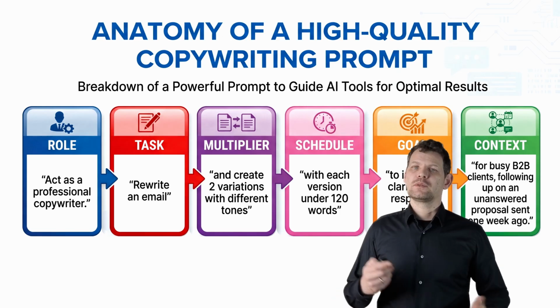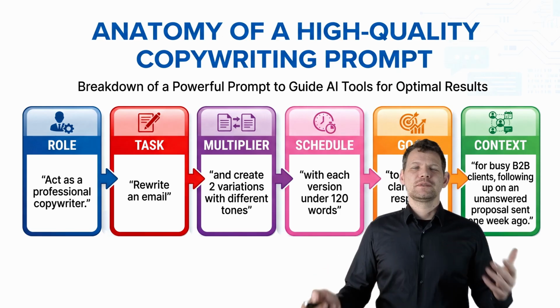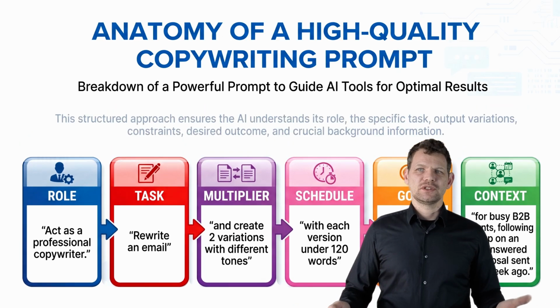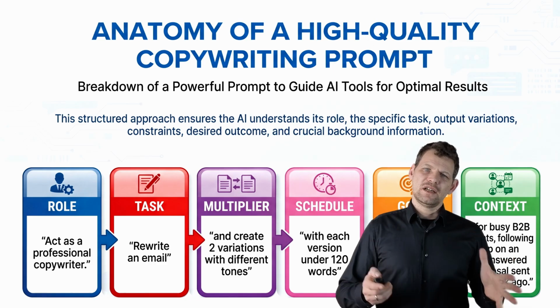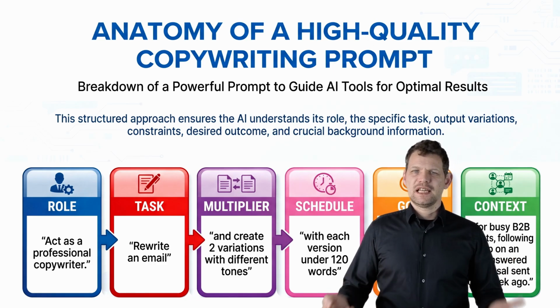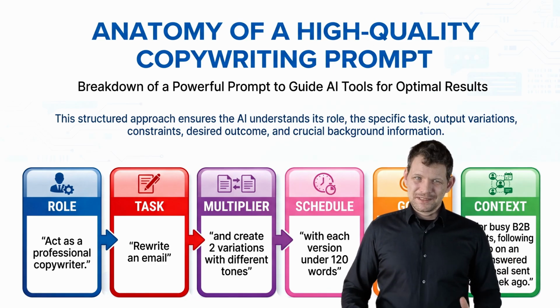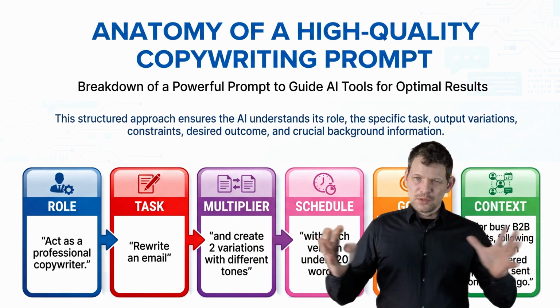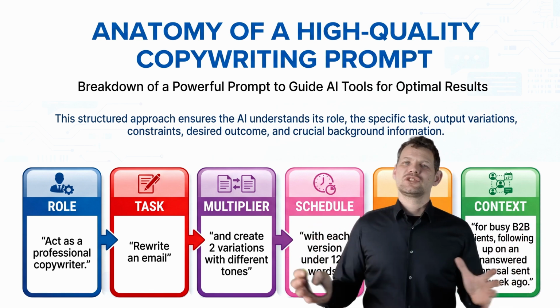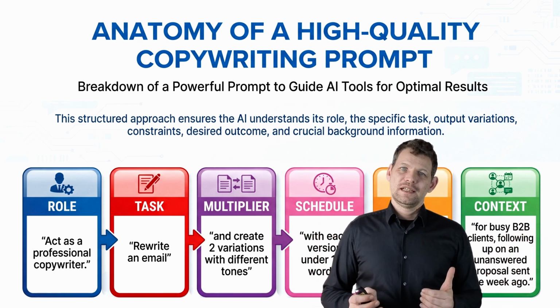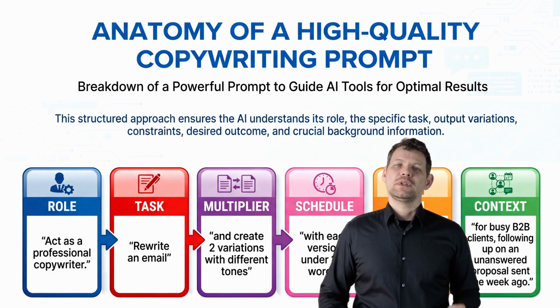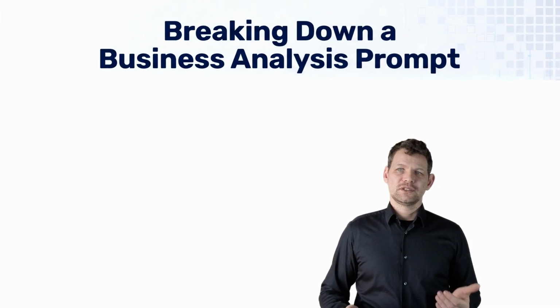"Rewrite an email" might be good with like family stuff, but when we add this structure to it, then the AI understands its role. It understands the tasks. And then the result that comes out of the AI is not as chaotic and unpredictable as if we don't give it all this stuff.